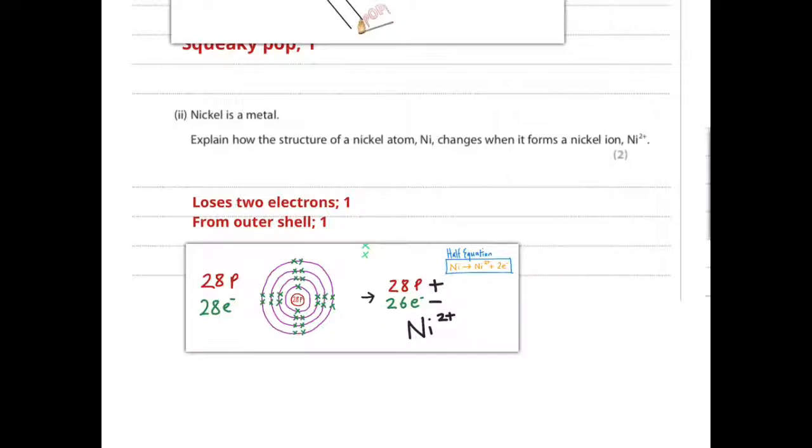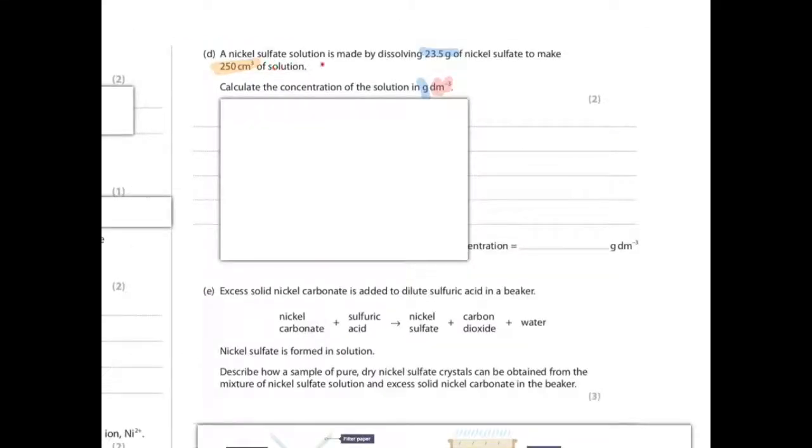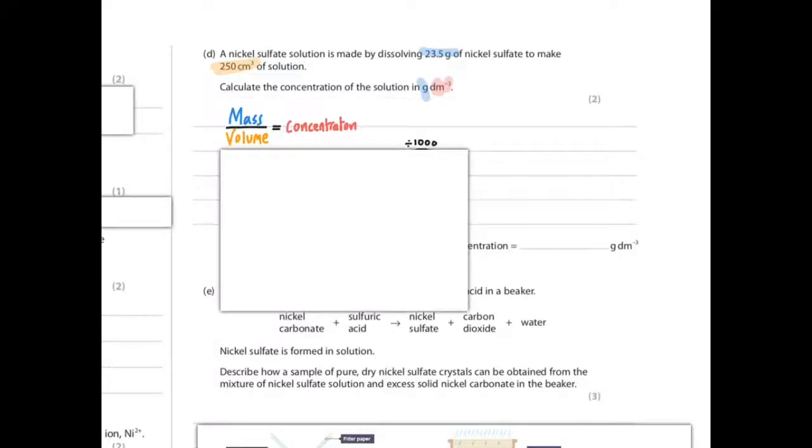A nickel sulfate solution is made by dissolving 23.5 grams of nickel sulfate to make 250 centimeter cubed of solution. Calculate the concentration of the solution in grams per decimeter cubed. Firstly, always highlight or underline the different things you have. You've got 23.5 grams, that's mass, and you've got a volume, 250 centimeter cubed of solution.